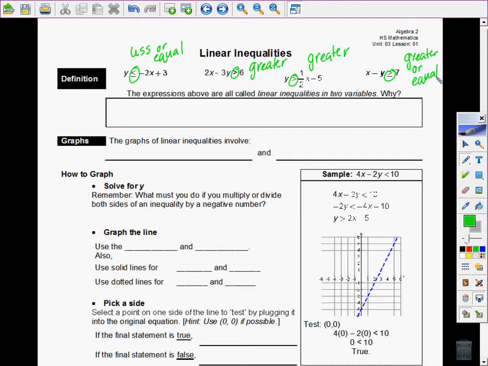Now, it says the expressions above are called linear inequalities in two variables. Why, you ask? Well, one is they make linear functions. Linear functions just mean they form a line, right? So that's reason number one for why it's linear functions. Okay, reason two.